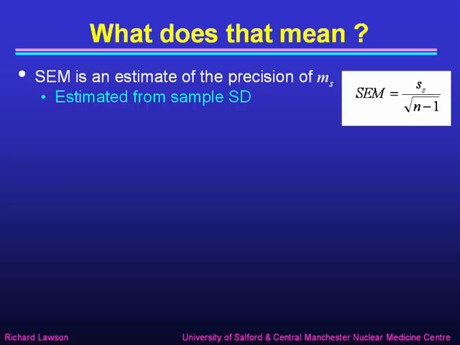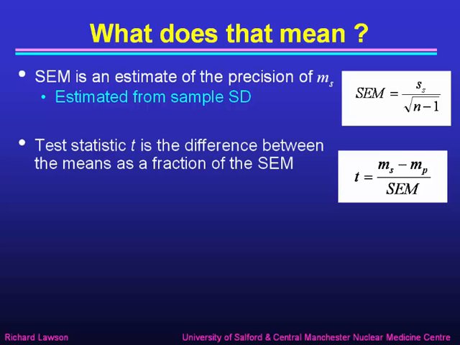And if you remember from our lecture on sampling, the standard error of the mean was defined as the sample standard deviation divided by root n minus 1 as an alternative to the population standard deviation divided by root n. This time we don't know the population standard deviation, we only know the sample standard deviation, so we have a root n minus 1 in this formula instead of a root n. The test statistic t is the difference between the two means, the sample mean and the population mean, divided by the standard error of the mean, just as we had for the z-test.